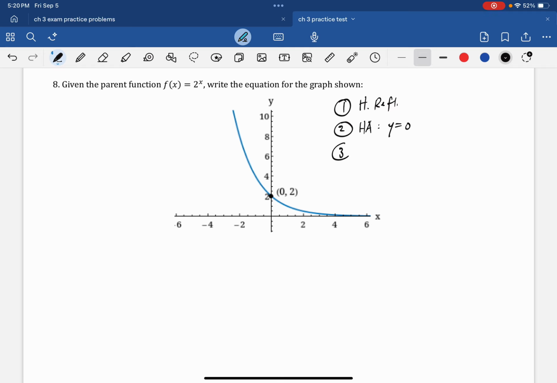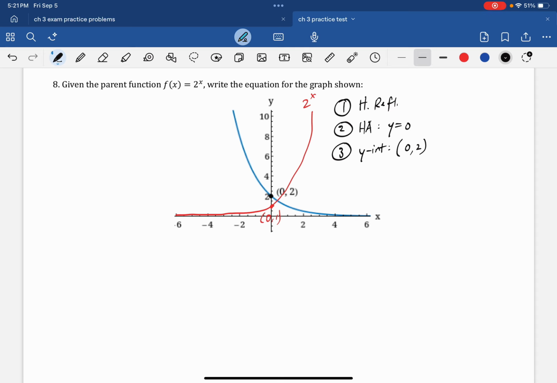Third thing to notice, the y-intercept is no longer 0, 1, but it's now 0, 2. Okay? Normally for our parent function, 2 to the x, our graph would look like this, and the y-intercept would be at 0, 1. But now it's at 0, 2. And if there has been no vertical shift, then that indicates we have had a vertical stretch.